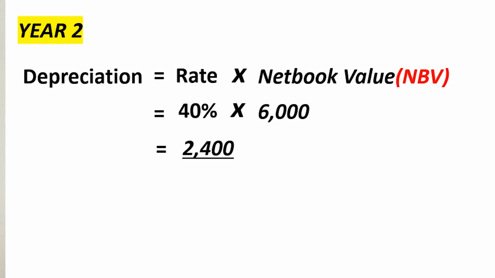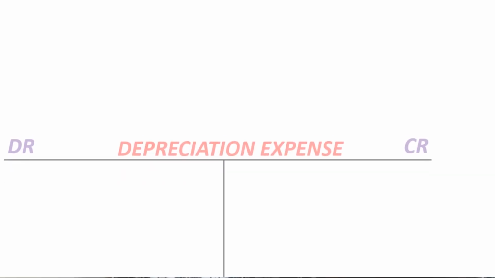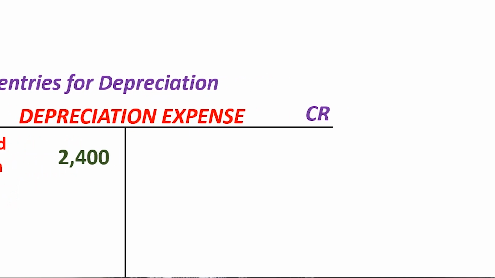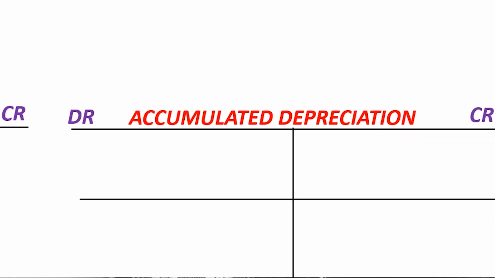So the depreciation for that year being 2,400, we shall go ahead and debit the depreciation expense account by 2,400, and then we shall go ahead and credit the accumulated depreciation account by the same amount, 2,400.